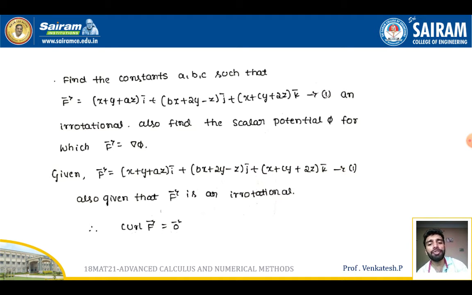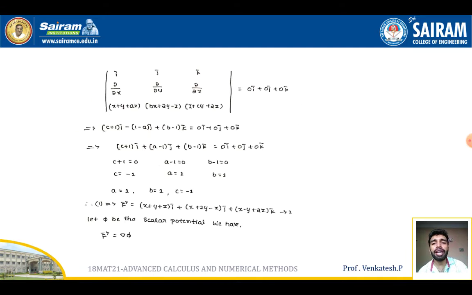Since it is given that f is an irrotational vector, the condition is curl f is equal to 0. It means that we have to find curl f and equate that curl f to 0 to find the constants a, b, c. So let me find curl f. It is given by the determinant of i, j, k, dou by dou x, dou by dou y, dou by dou z, x + y + az, bx + 2y - z, x + cy + 2z, is equal to the 0 vector, 0i + 0j + 0k.